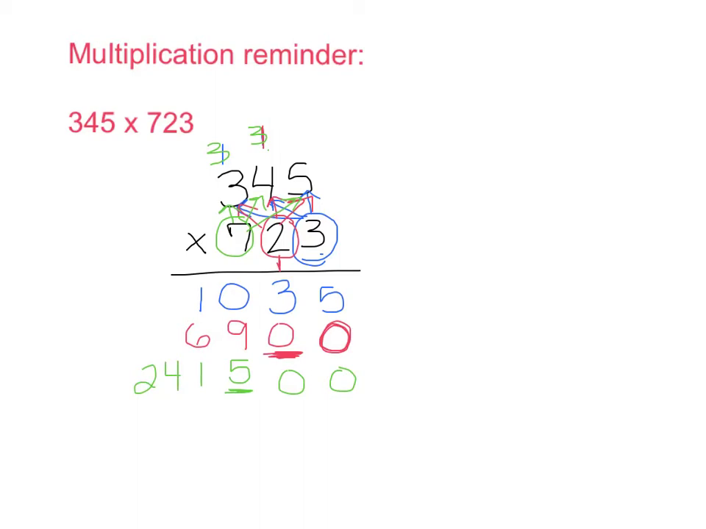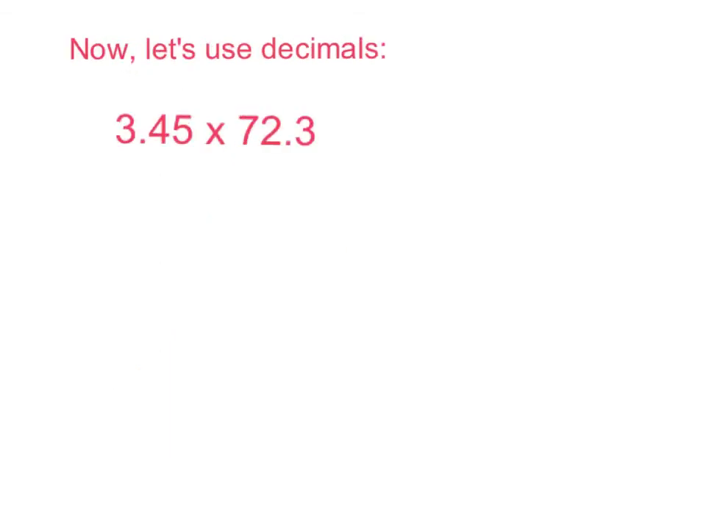At this point, I'm going to add what I have here. So this is 5, 3, 9 plus 5 is 14, put the 4, carry the 1. That adds up to 9, 4, 2. So I have 249,435.